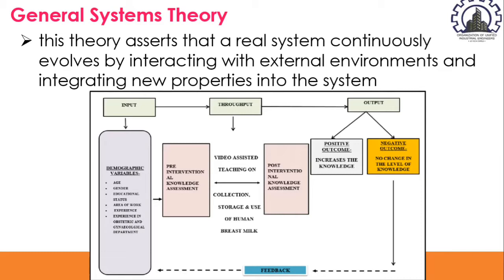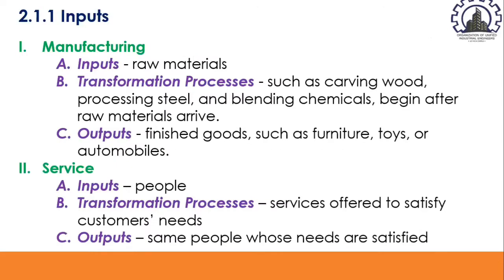Now, in order for us to better understand the ITO model, let us discuss first its first element, which is inputs. As you can see, the inputs for a manufacturing process usually include raw materials such as wood, steel, water, plastic, chemicals, etc. Production processes such as carving wood, processing steel, and blending chemicals begin after raw materials arrive, correct? Now, the output of the production process includes finished goods such as furniture, toys, or automobiles.